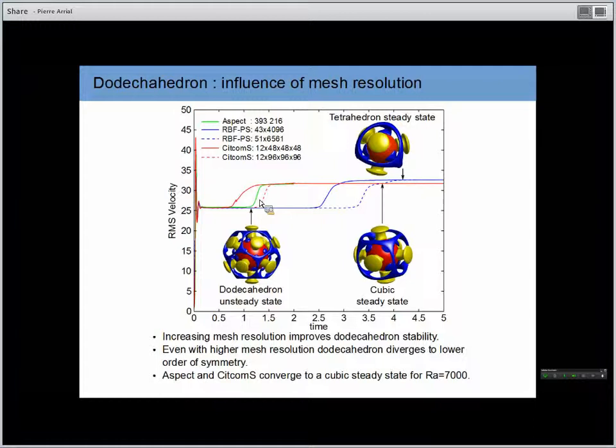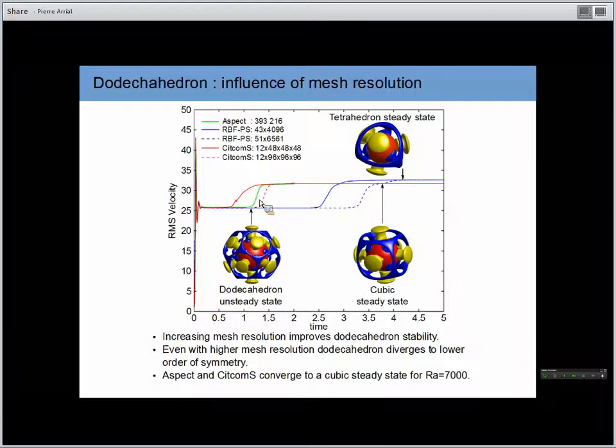And for RBF, the evolution is different because the final pattern is not cubic, but a tetrahedral pattern, and it's also a steady state pattern. So here is the evolution. It's very fast evolution. So we obtained two different patterns of convection.